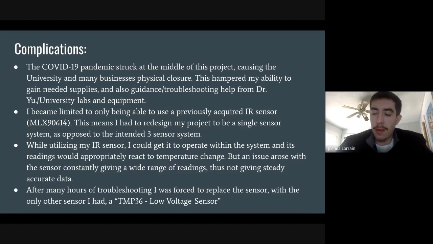A way to fix this was, say, a voltage regulator or introducing more capacitors and resistors. I was troubleshooting it for a long time, and I couldn't get the right combination or anything to reduce its range. So it just wasn't accurate enough for what we were looking for. So I had to switch it out to the only other sensor I had. That was a TMP36 low voltage sensor, and that came with the Arduino packet. And I ended up getting that one to work well.